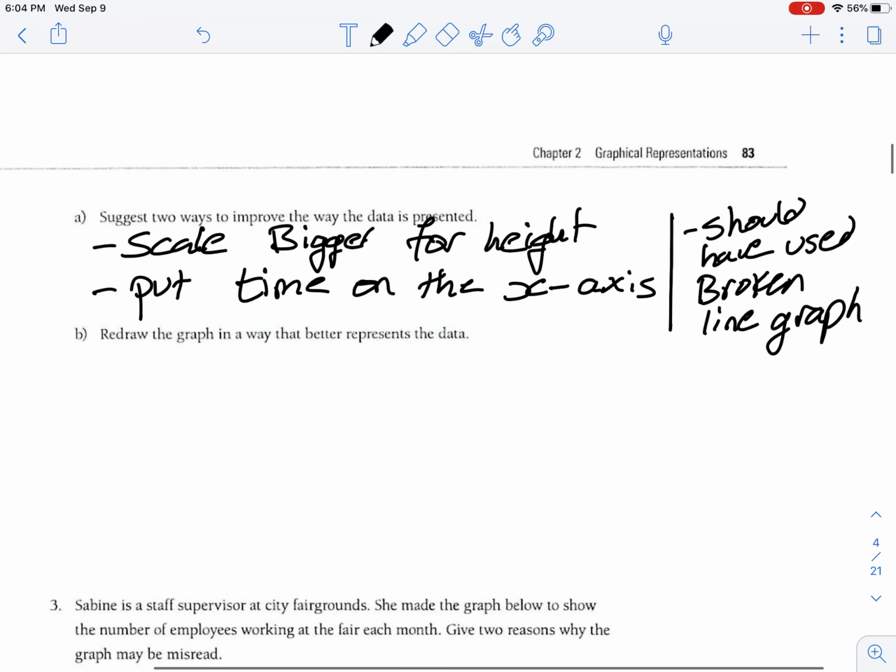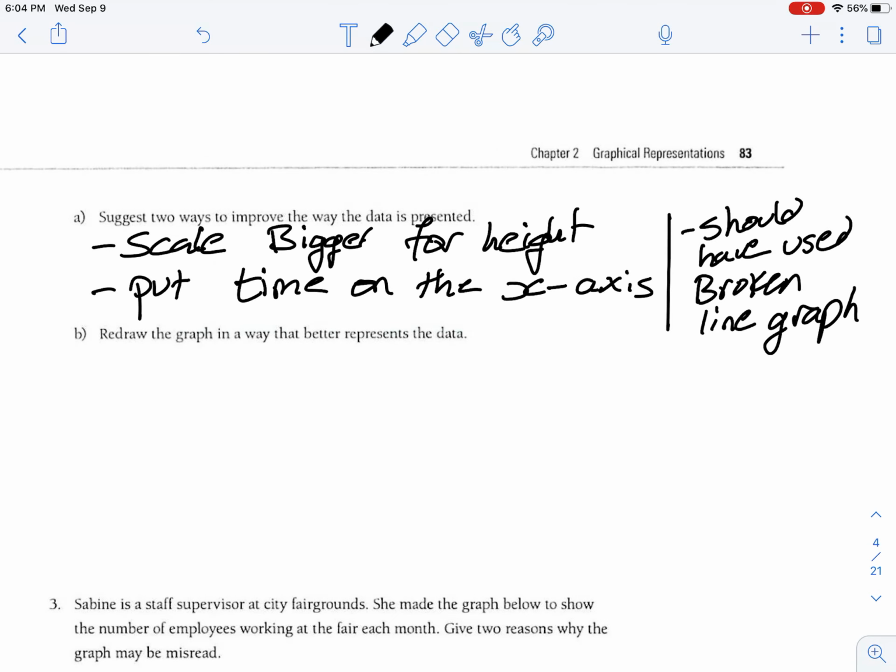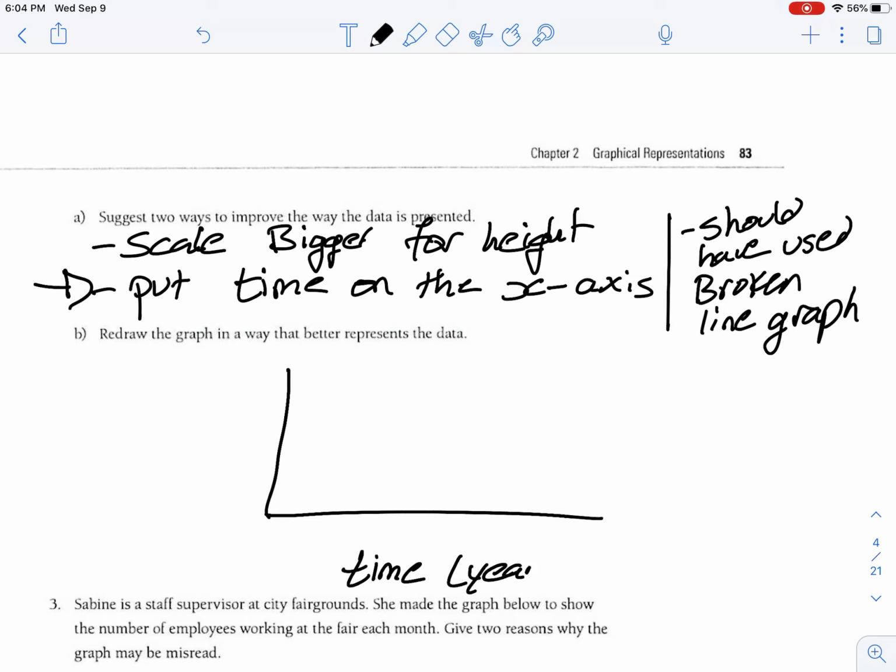Redraw the graph in a way that better represents the data. Okay, so again, I'm going to follow my advice here. Put time on the x-axis. So I'm going to put time here, and remember it's in years. So 1, 2, 3, 4, 5, 6, 7, 8, 9. It's going to be a while. I'm only going to go up to 9, but you would want to go all the way to 18 if you were doing this on a test.